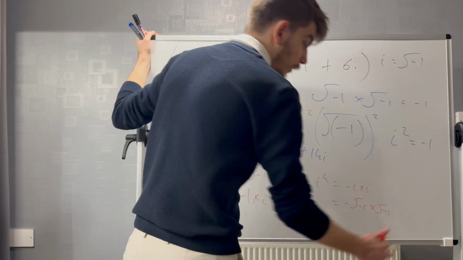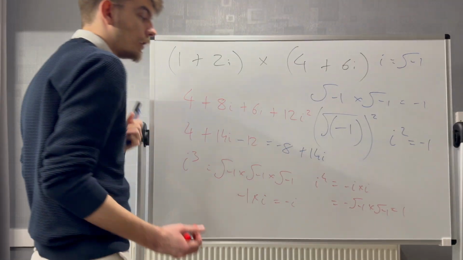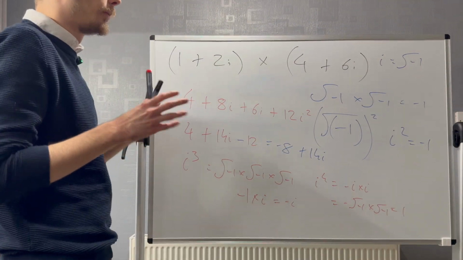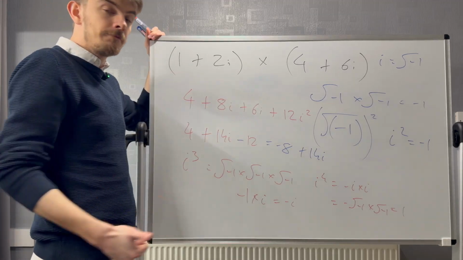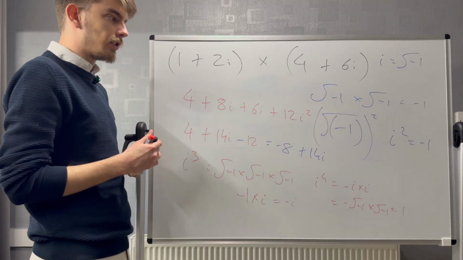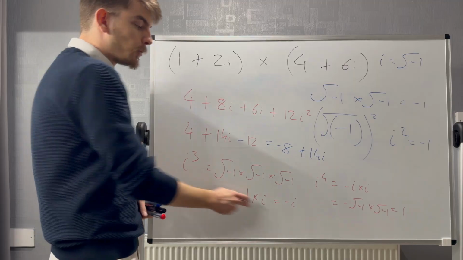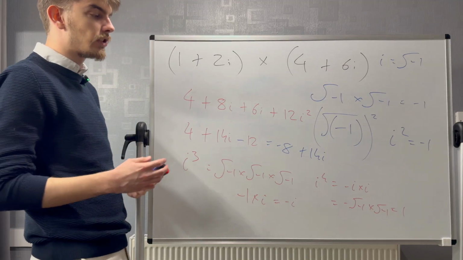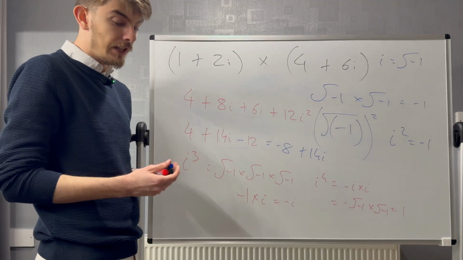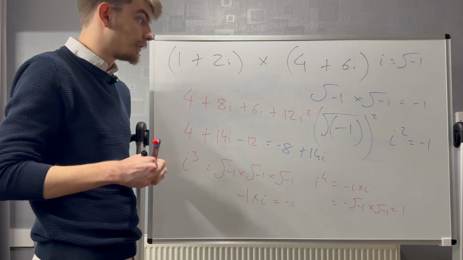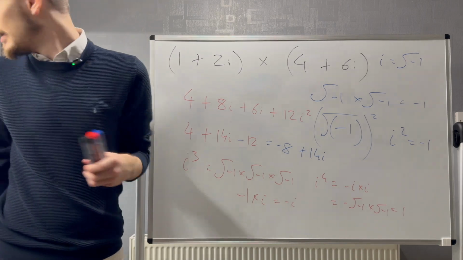Times by minus 1 is 1. So, these are 4 very important results. I have i squared, which is minus 1. I have i cubed, which is minus i. And then I have i to the 4, which is 1. This is a repeating pattern that is very, very important.